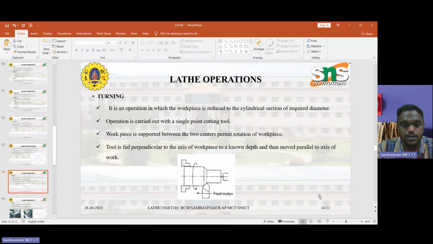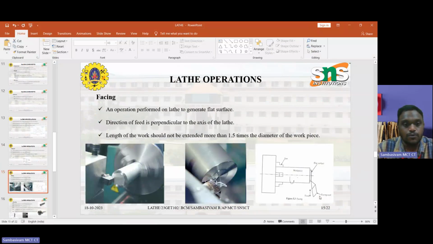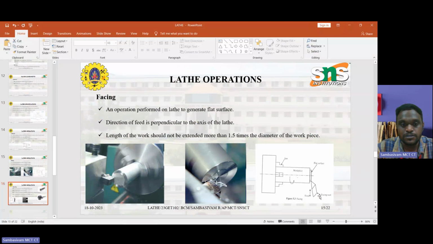One is the turning operation, which is used to reduce the diameter of a rounded, especially cylindrical, workpiece. The operation is carried out with a single point tool between the two centers, where the tool is perpendicular to the axis of the workpiece at a set depth and moves parallel to the workpiece. Facing is normally used on the flat surface. The tool feed direction is perpendicular to the axis of the lathe, which means it reduces the length of the workpiece.